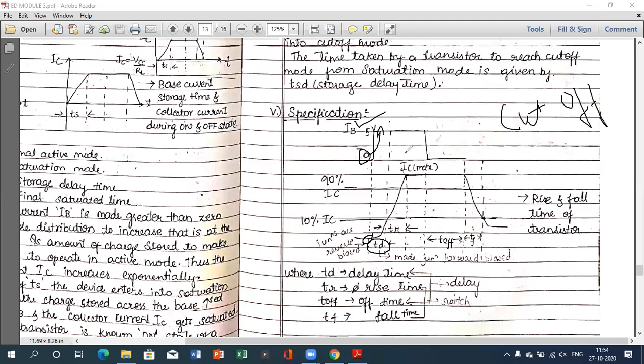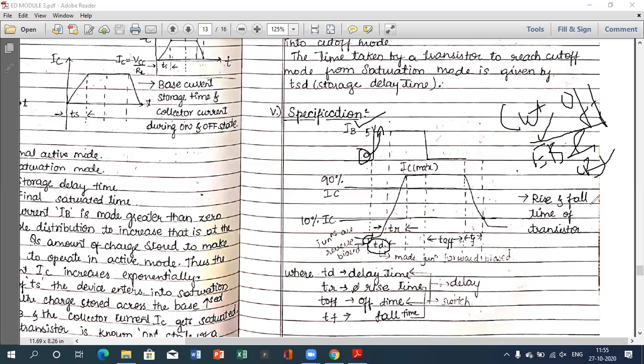When the base current is at 0, the transistor is in cutoff. It means that both the junctions, emitter to base and collector to base, are reverse biased, that is the cutoff region. When the base current increases from 0 to 5 volts, I call it delay time. Then at this time the transistor makes the emitter to base junction forward biased, and the collector to base junction remains reverse biased.